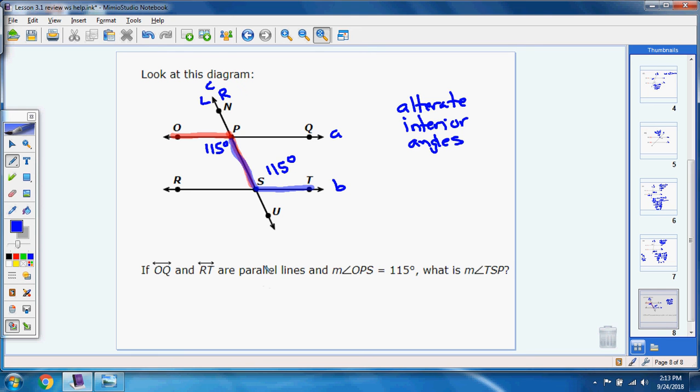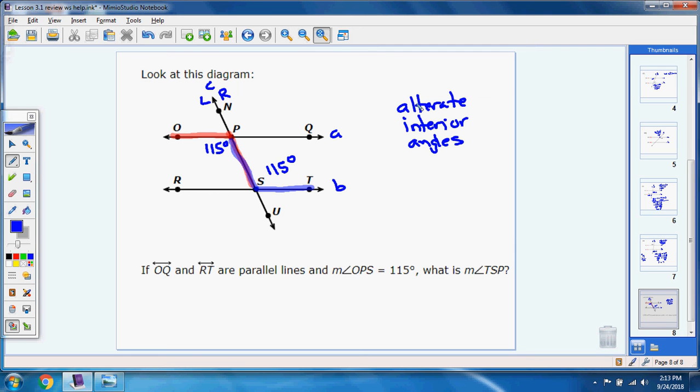So in your little box down below, you would type in the 115 and hit enter. You don't have to worry about the degree symbol, and then you should be able to get it correct. Your SMART score will go up. Now, if it wanted the actual term, you would have to select it. I don't think you'd have to type it in. But again, alternate interior angles, or maybe vertical, corresponding, alternate exterior, and so on.